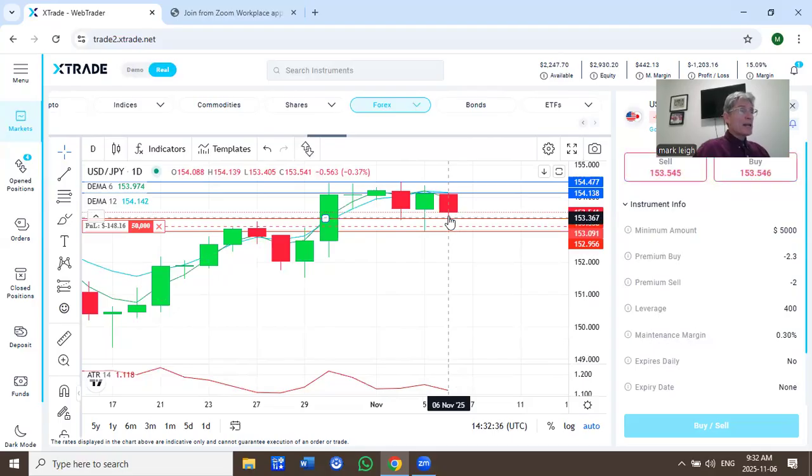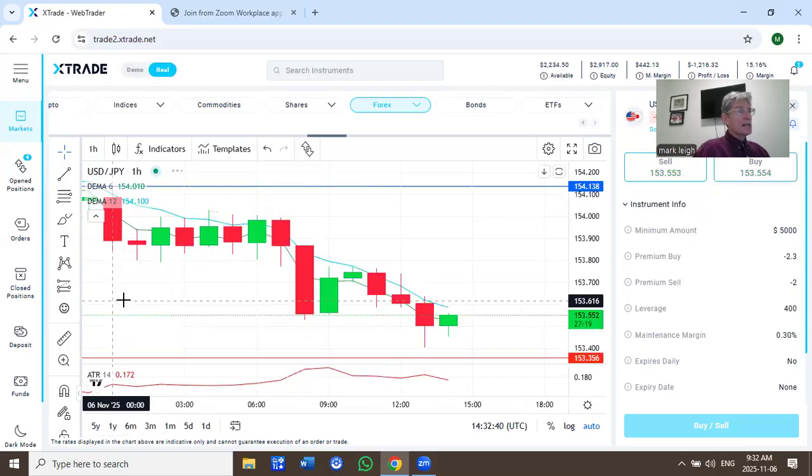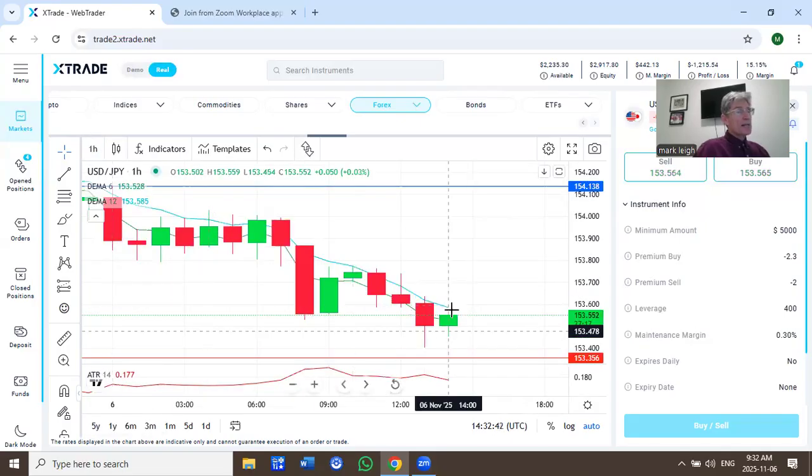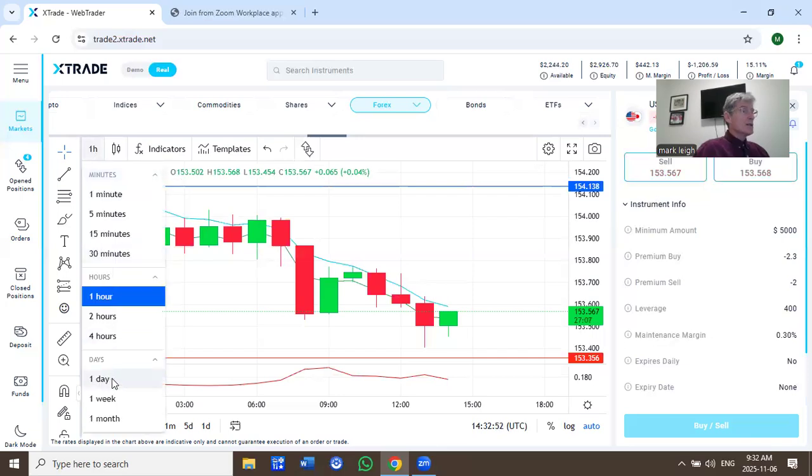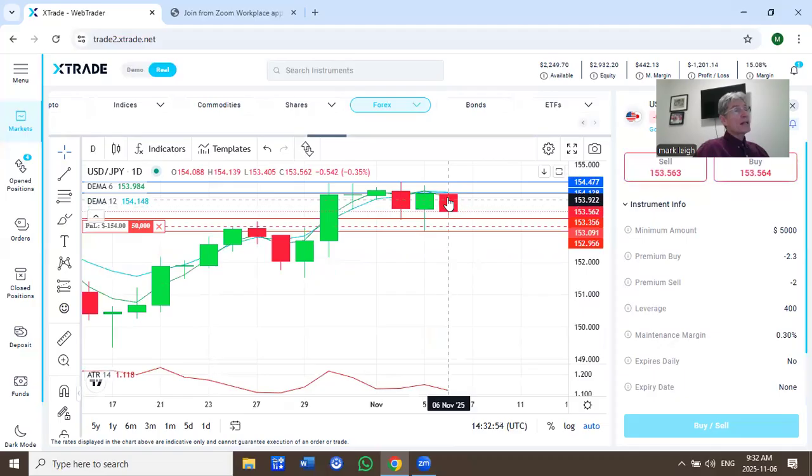A bit of a fight back here from the US. Again, let's just zoom in and see. There you can see the attempted fight back by the US going on right now, but overall, certainly dollar weakness against the yen, and the yen has fought back against a strong US dollar.